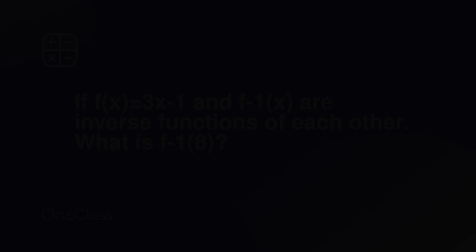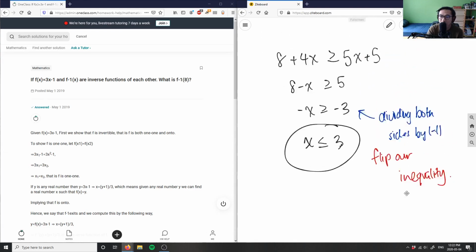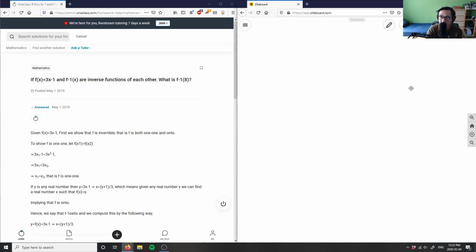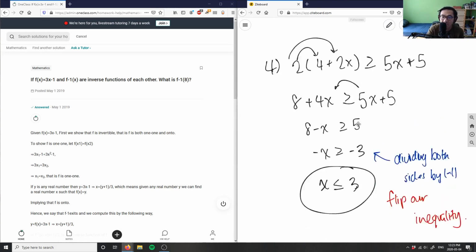So number 5 is asking, let's look at question 5. Yes, this is 5 here. It's asking us, if f of x is 3x minus 1 and f of negative 1 of x are inverse functions of each other, what is f of negative 1, or the inverse function, of 8? So it's saying here, what is f of negative 1 at 8?